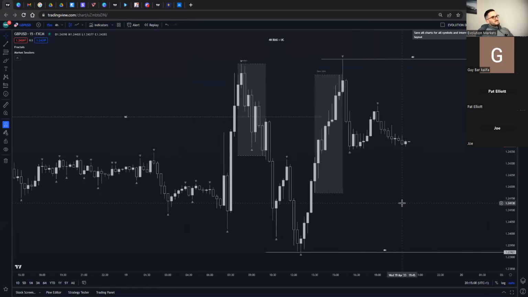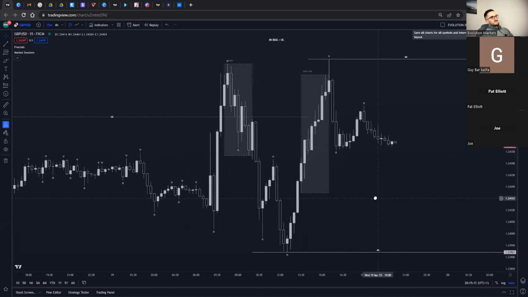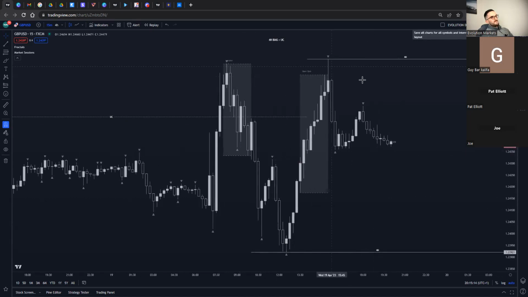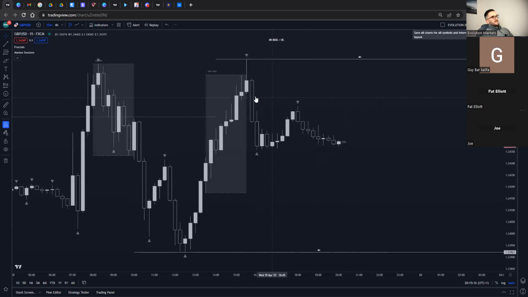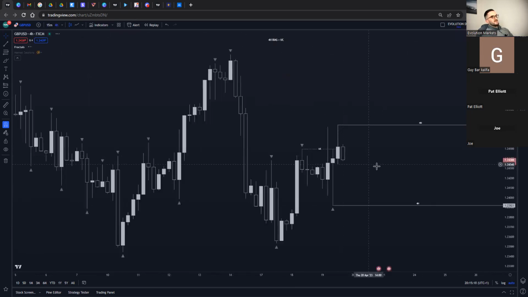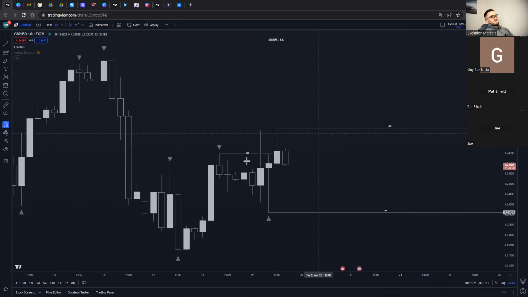So, no real trades inside London. Again, New York one just outside of session if you were to play that. Nothing crazy on GU there. Quite a wicky price action day.